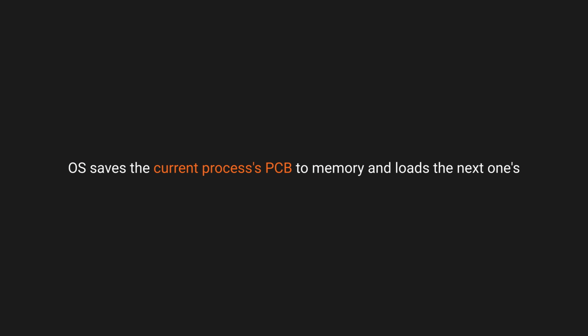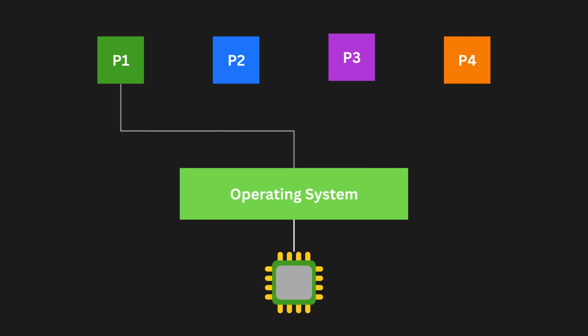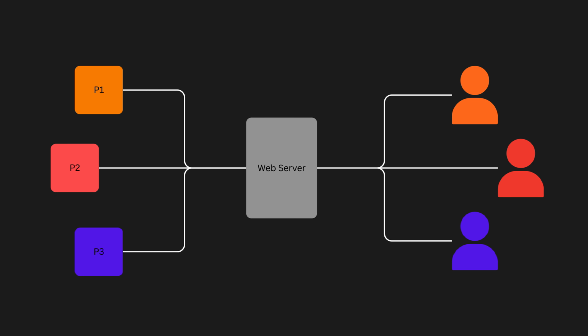When a context switch occurs, the OS saves the current process's PCB to memory and loads the next one's. This whole mechanism allows for smooth multitasking. In modern OSes, processes can even spawn child processes, for example, when a web server forks a new instance to handle an incoming request.